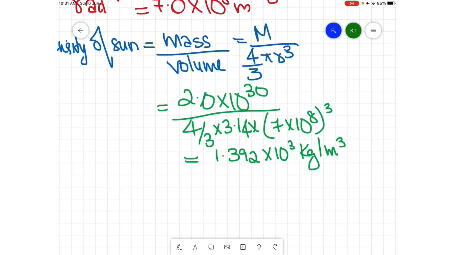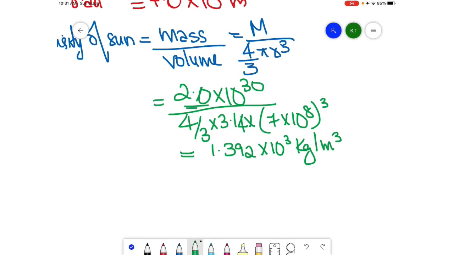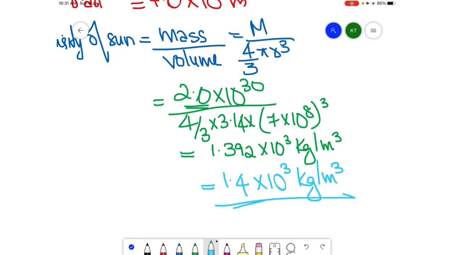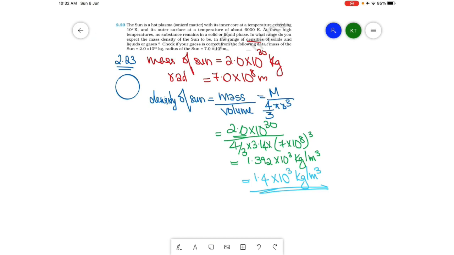But according to significant figures, since this has only two significant figures, our final answer will be 1.4 into 10 power 3 kg per meter cube. This is our final answer. Also, this value is in the order of solids and liquids and not in the order of gases. According to the question, solid, liquid or gases, so this is in the order of solid or liquid and not gases.